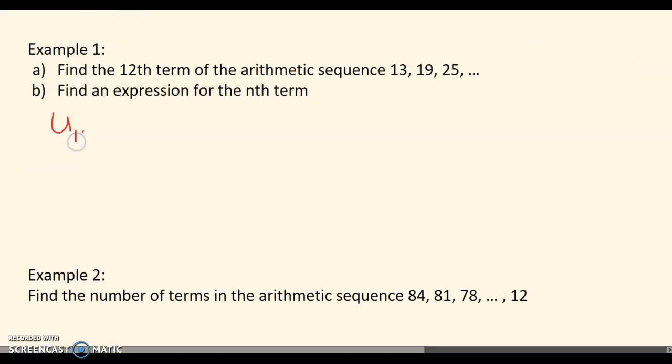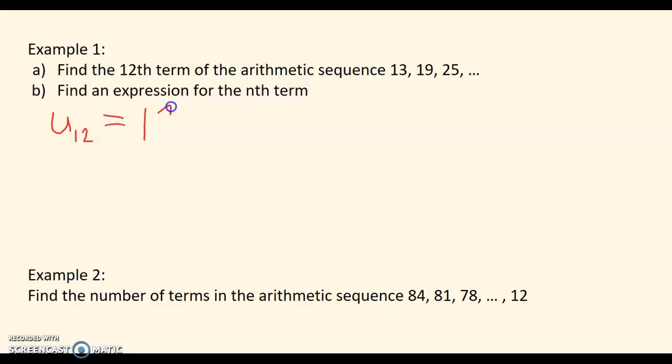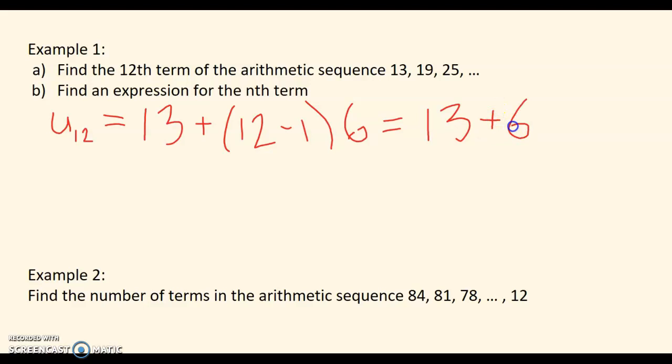Thank you. So if we want the 12th term, we say u sub 12 equals the first term, 13, plus 12 minus 1 times 6, because that's our common difference. It's hard to do with your finger. So that's really just 13 plus 11 times 6, which is 66. So 79. Easy enough.